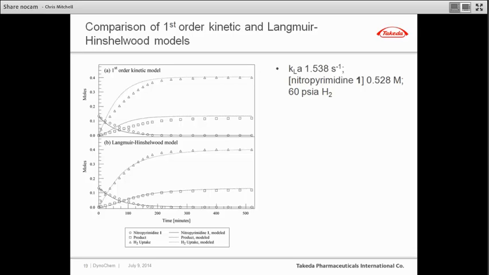using the Langmuir-Hinshelwood model. And what you can see is a greater degree of visual fit for starting material consumption, combined product formation, and hydrogen uptake. These results were kind of mirrored across many experiments. This is just one example, but the Langmuir-Hinshelwood model was giving a good fit.